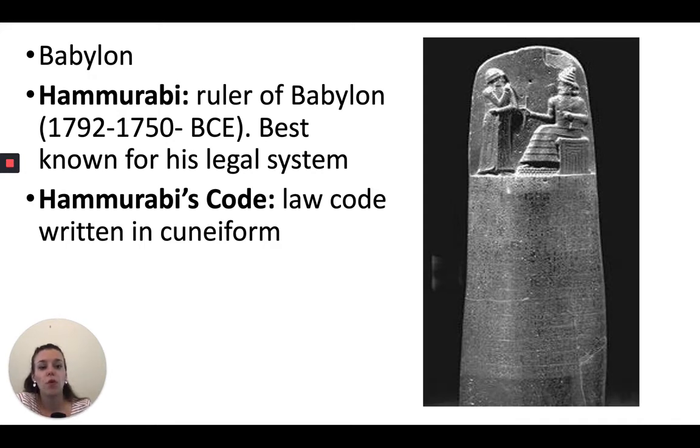So we see that there are 282 laws, and these laws are very specific based off your social status and the gender of the offender. So if you're a slave, your punishment would be very different than if you're like a priest. If you're a woman, your punishment's going to be different than if you're a man.